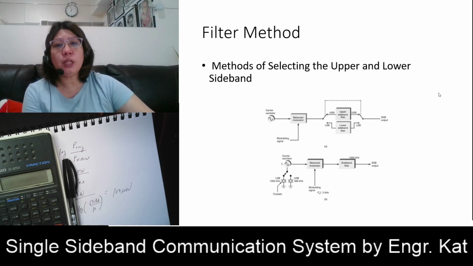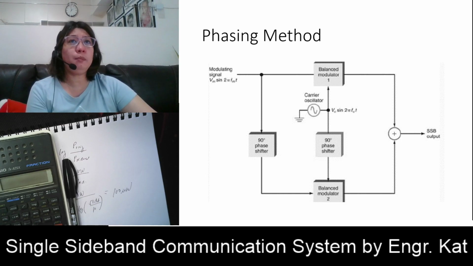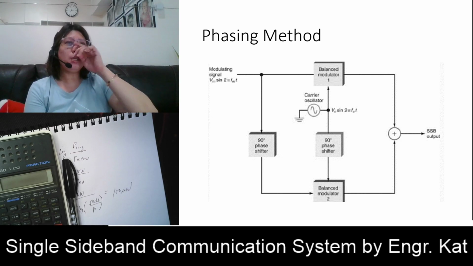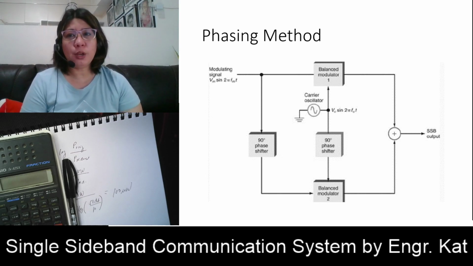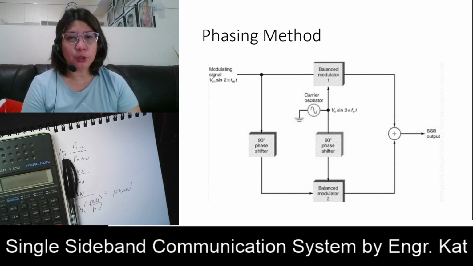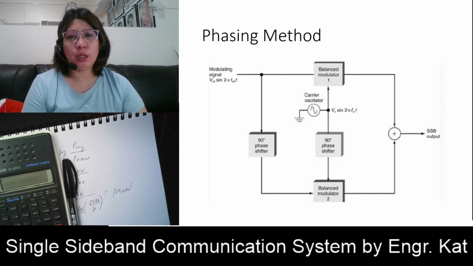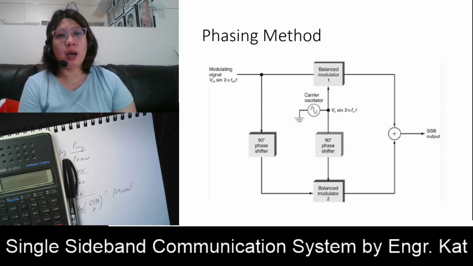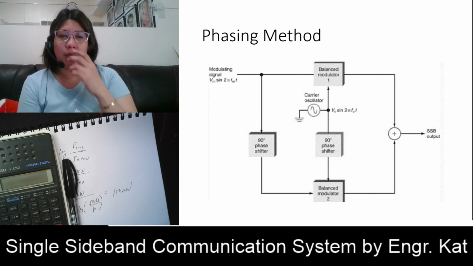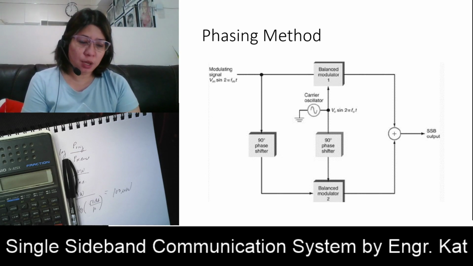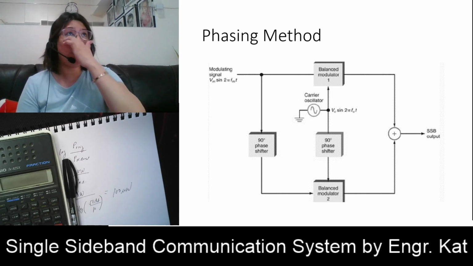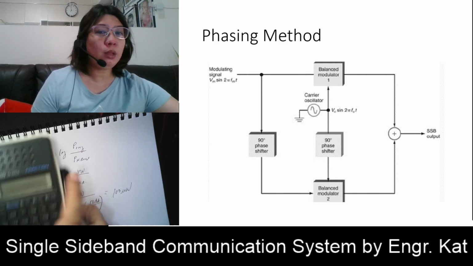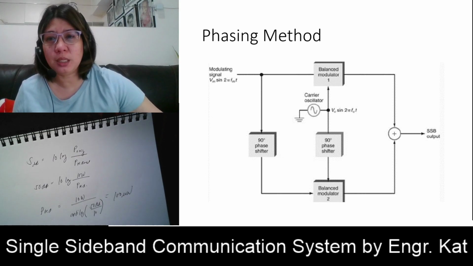Another type is the phasing method. The phasing method uses a phase shift technique that causes one of the sidebands to be canceled out. Your carrier oscillator is applied to the balanced modulator. You have two balanced modulators here, balanced modulator 1 and balanced modulator 2, and we have a phase shifter here. Phase shifting can cause one sideband to be cancelled out. So how are you going to cancel out one of the sidebands here? Let's discuss this.